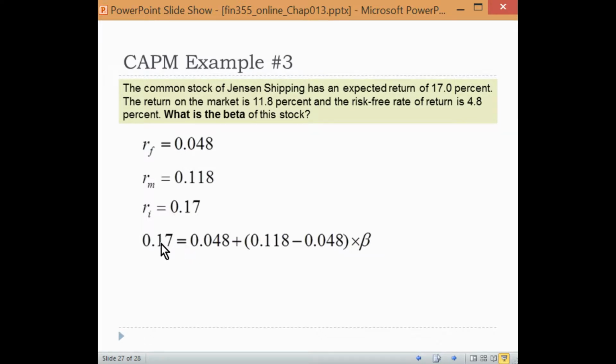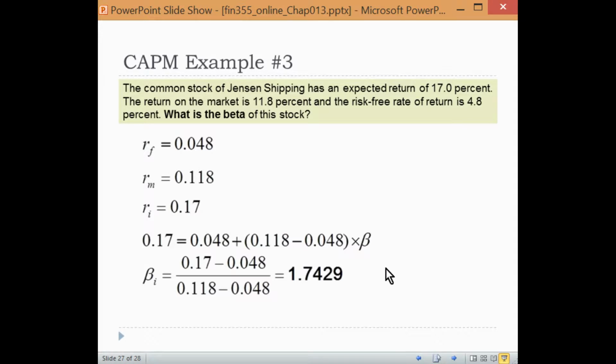Plugging the variables into the CAPM, 17% on the left, that's the required return on this stock. 4.8 is the risk-free rate. RM, market return is 11.8 minus 4.8 here, times beta. Beta is what we're solving for. And again, you can do the math. I've got it restructured here, but the answer comes out to be 1.7429.